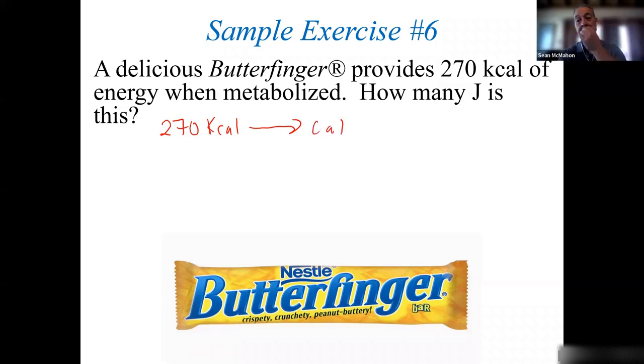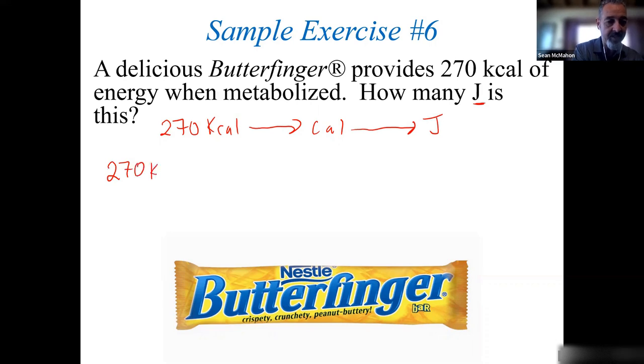How? The metric system, okay? But I don't want to stop at calories. I want to go to joules. So how do I do that? I'm going to use that conversion factor that we just did, that 1 calorie is 4.184 joules. So how do I write this out?